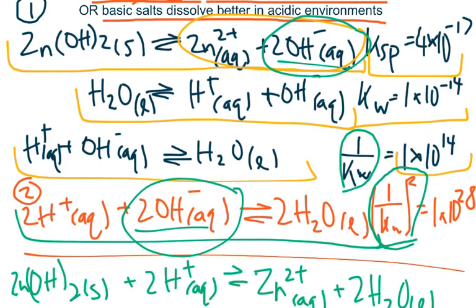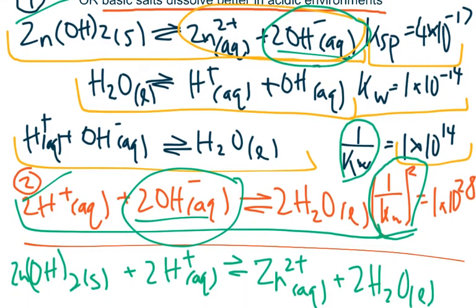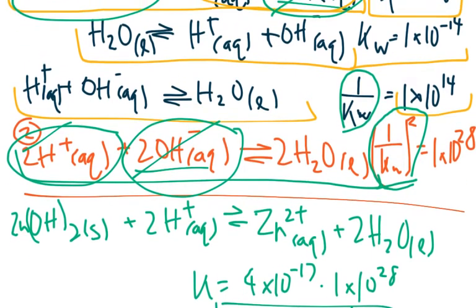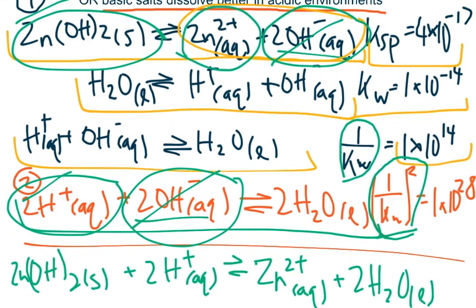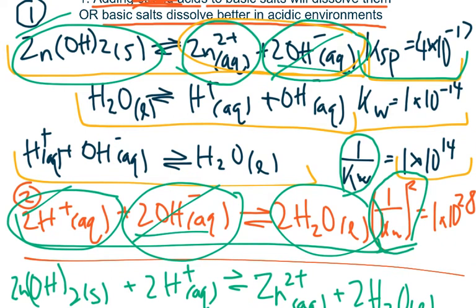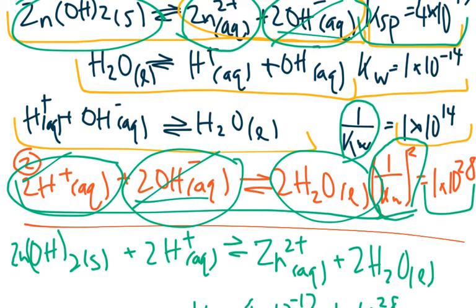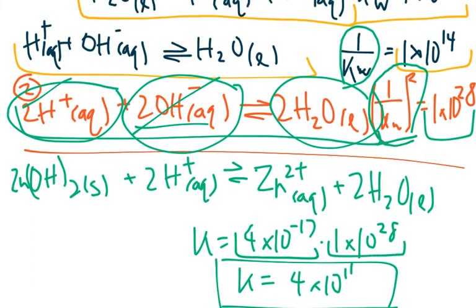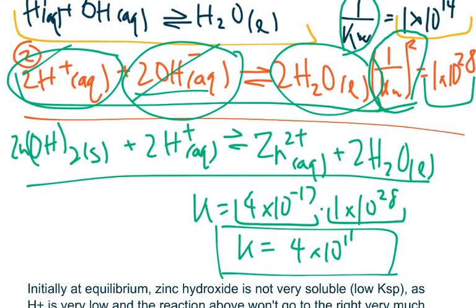So we can actually add these two reactions together, reaction 1 and reaction 2, to form reaction 3. And notice how our hydroxides cancel out, leaving 2H+ and Zn(OH)2 on the left side, and on the right side we're left with Zn2+ and 2H2O. So this is your reaction, and remember, when you add two reactions together, their K's are multiplied. So we have to multiply the Ksp times 10 to the 28. So the K is equal to 4 times 10 to the negative 17 times 1 times 10 to the 28, and we get that the K for the new reaction up here is going to be 4 times 10 to the 11.